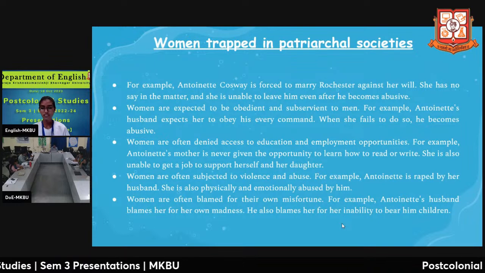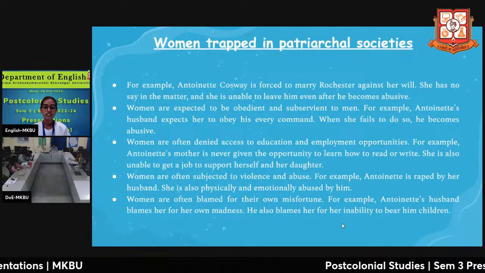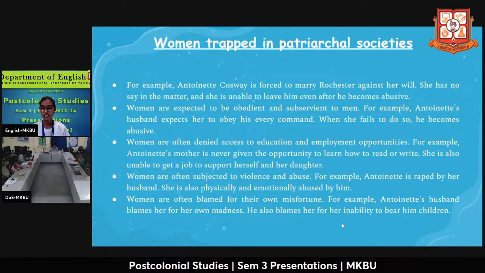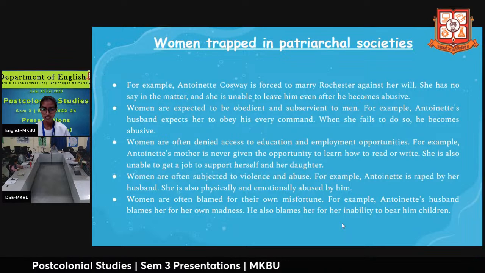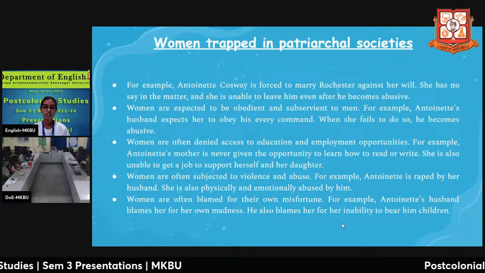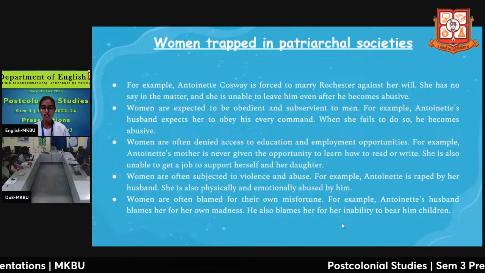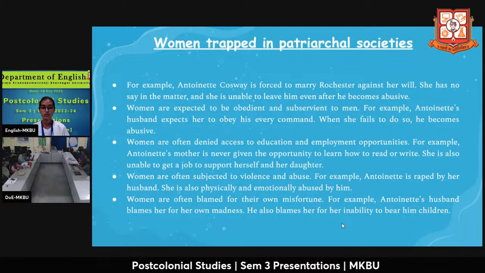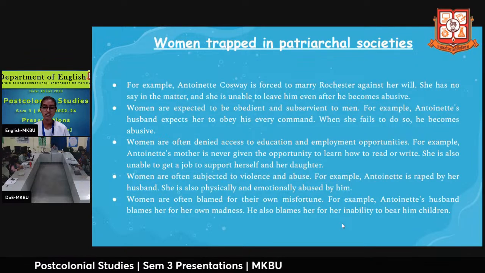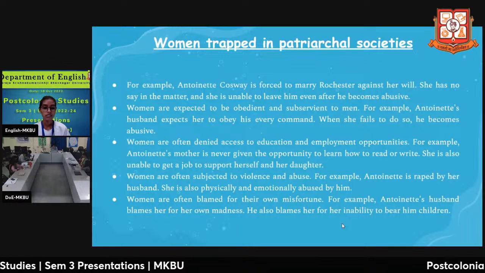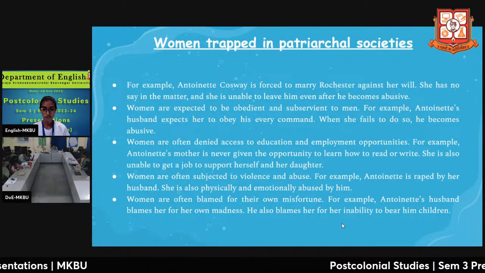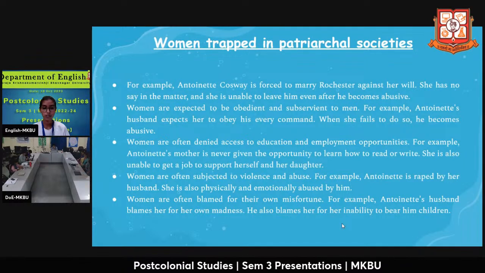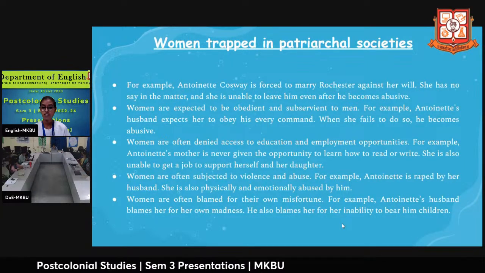So even in this time we can see patriarchy, and here Rhys also portrays the image of this patriarchy through her character Antoinette. For example, Antoinette Cosway is forced to marry Rochester against her will. She has no say in the matter, and she is unable to leave him even after he becomes abusive.